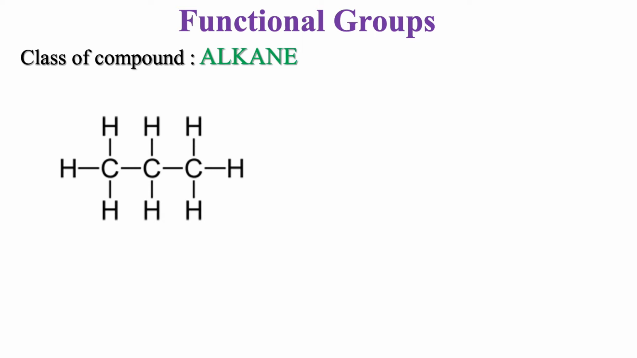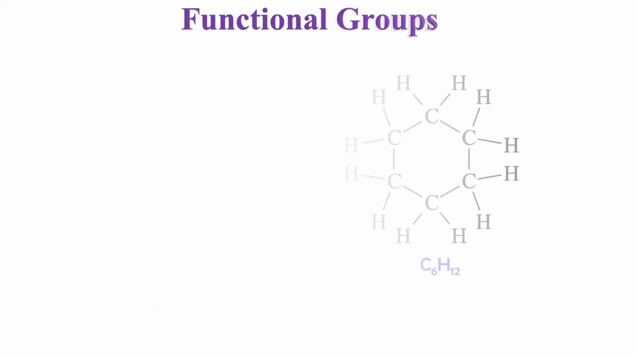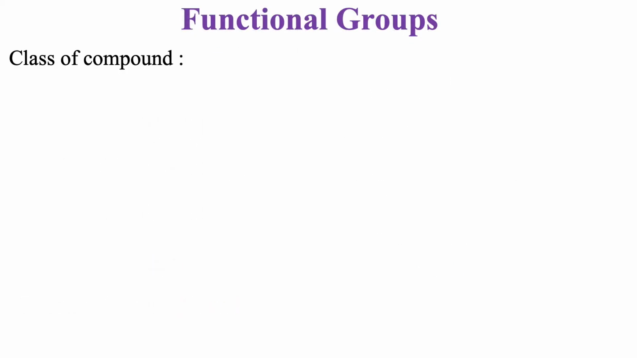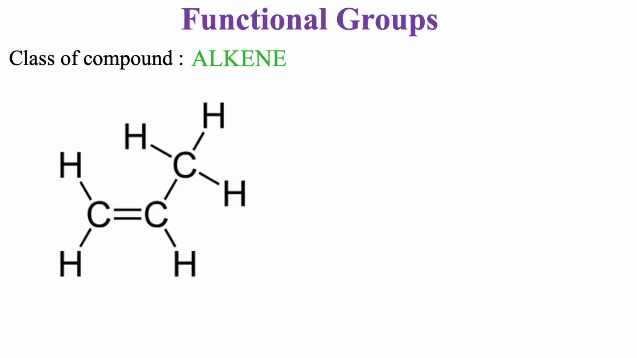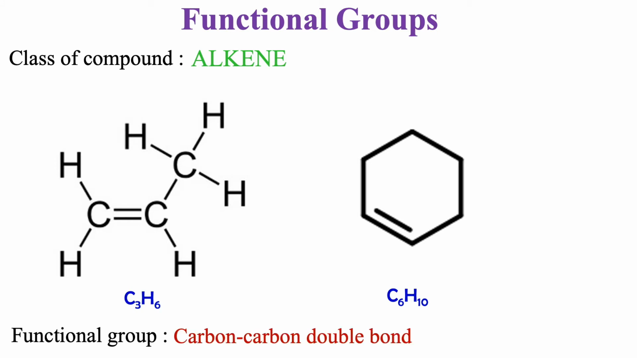The first class of compound is alkane. This is an example of an alkane compound. For alkane compounds, there is no functional group as this molecule only has carbon-carbon single bonds. The next class of compound is alkene. This is an example of an alkene compound. The functional group of an alkene compound is the carbon-carbon double bond, as we can see from the structure of the molecule.